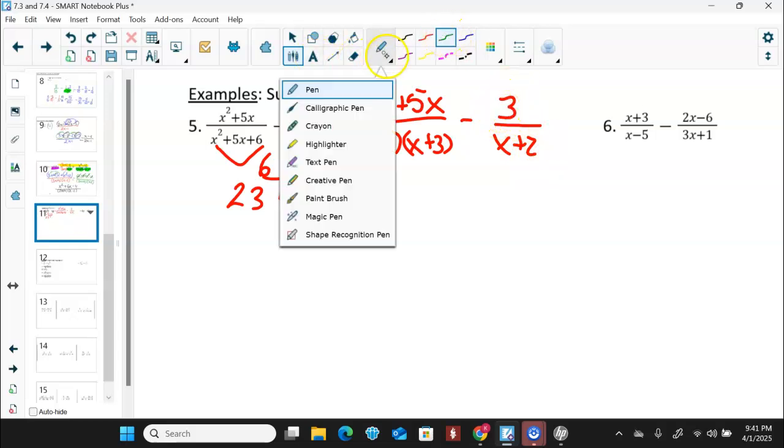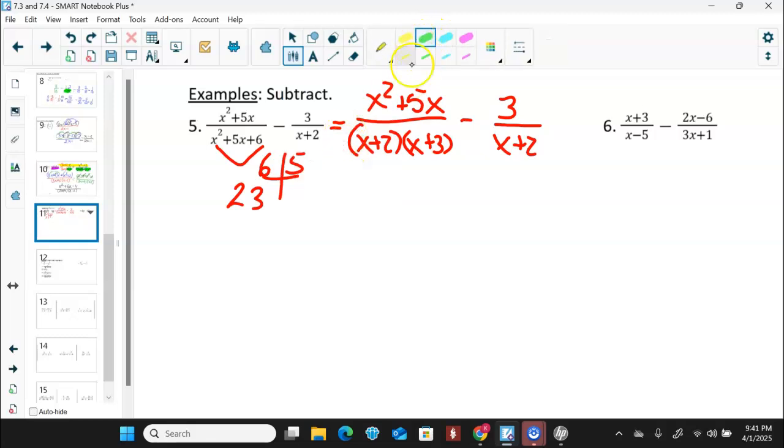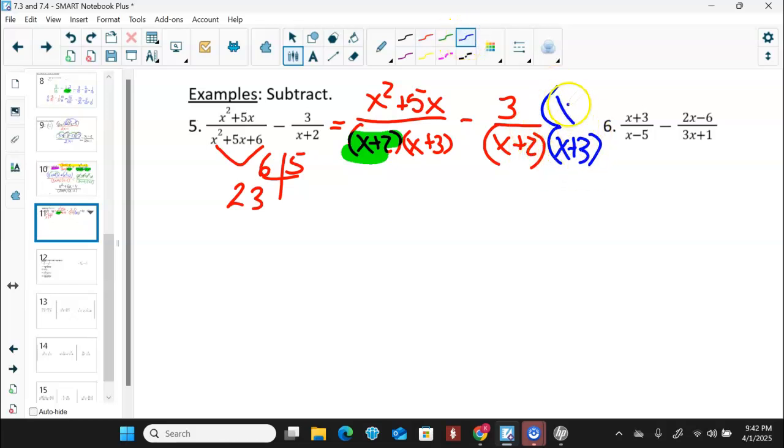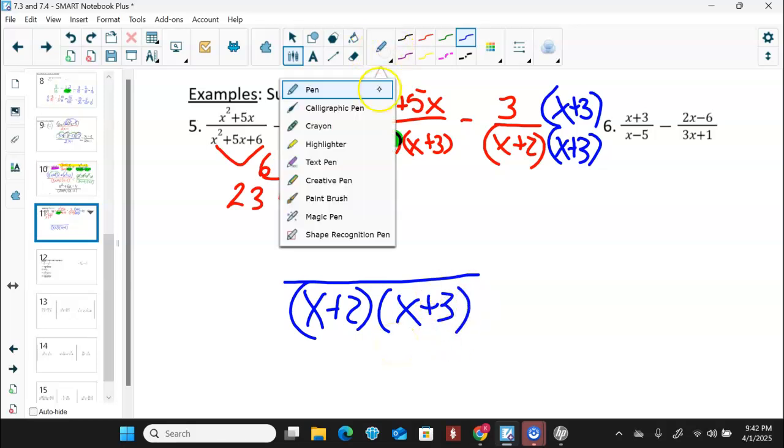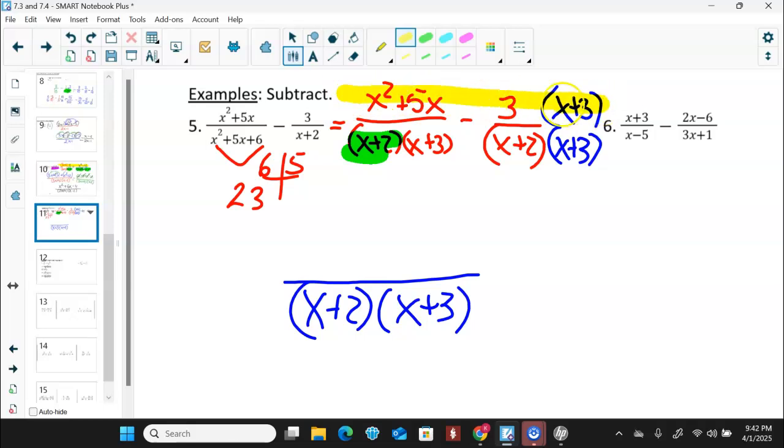Now, again, looking at it, you want them to be the same. You see x plus 2 in both, okay? And x plus 3, it's missing, okay? So what we're going to do here, we are going to multiply this x plus 2 by the missing x plus 3, top and bottom, okay? Now, my bottom is the same, so I can put it into one and not worry about the bottom anymore. Now I'm going to take the entire top once again and put it together.